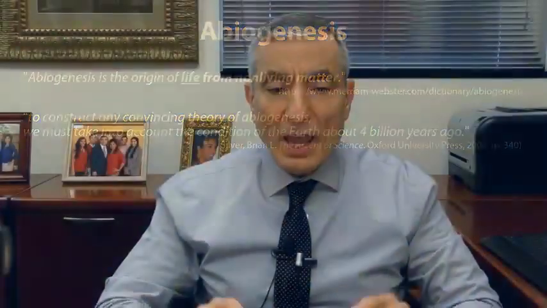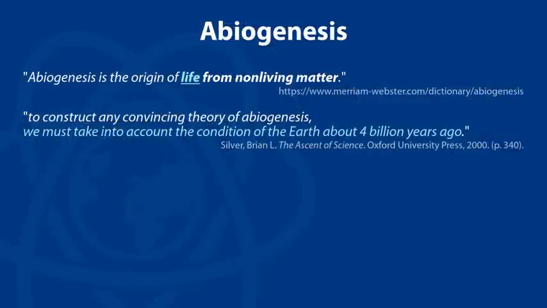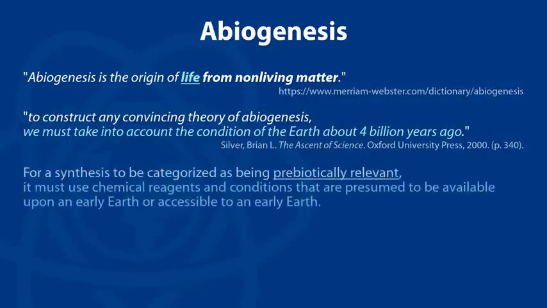So we have to use chemical techniques that might have been available on a prebiotic Earth. Nobody was here. There was no biology yet. So this is before biology. This is the chemistry that was needed to assemble life. For a synthesis to be categorized as being prebiotically relevant, it must use chemical reagents and conditions that are presumed to be available upon an early Earth or accessible to an early Earth. It is not what we can do today.